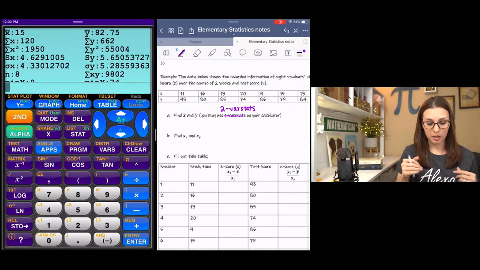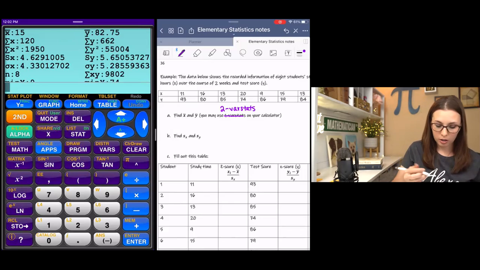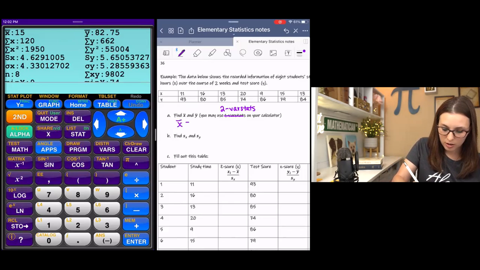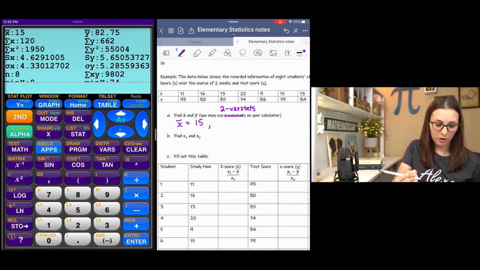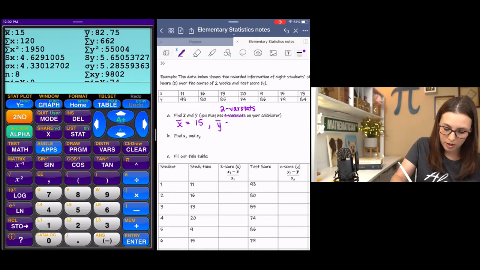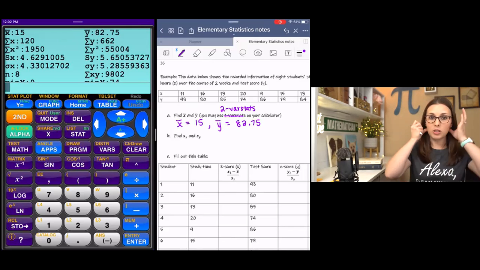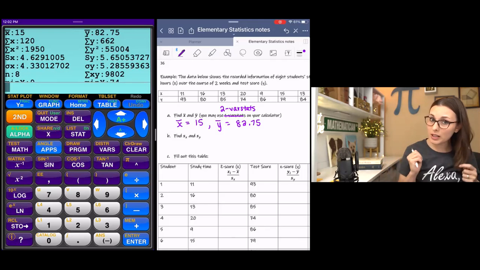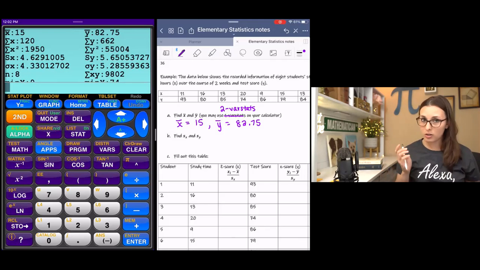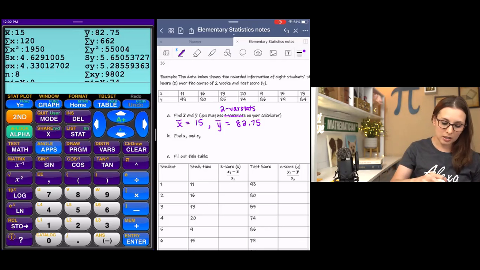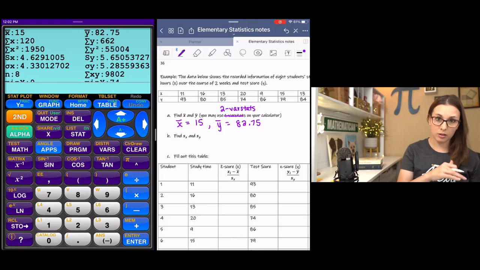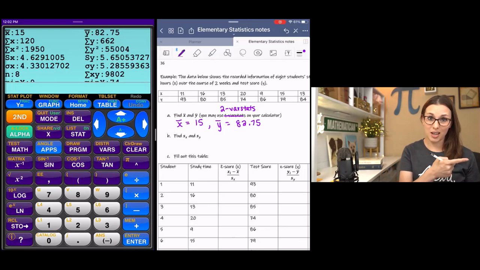And this is going to bring up the descriptive measures for X and Y, which saves me a lot of time. So X bar is 15 and Y bar is 82.75. The mean of X and the mean of Y. Save me a lot of time. And then also standard deviation. Standard deviation is pretty tedious by hand, not hard, just tedious. And in my calculator, my 2 var stats, you can see it's already done. So nice.